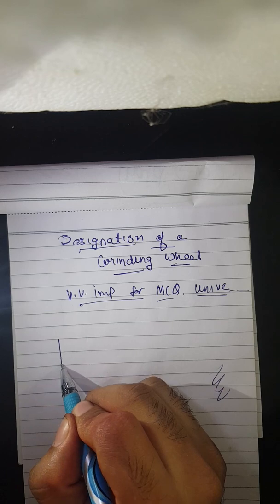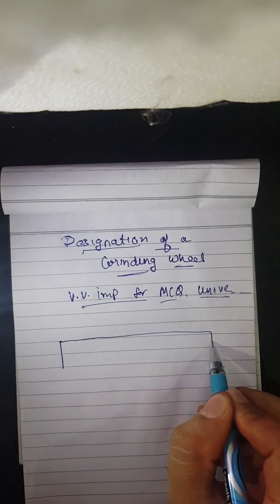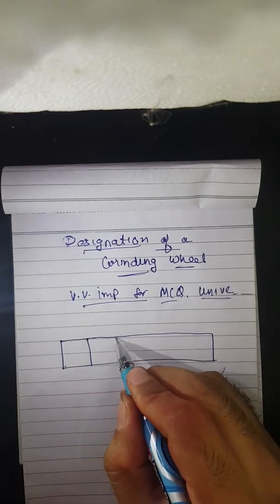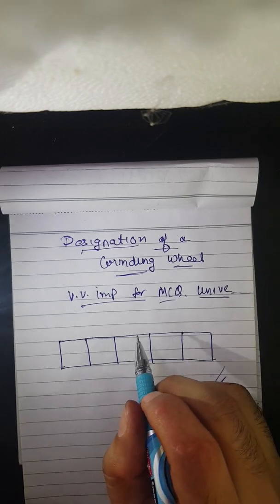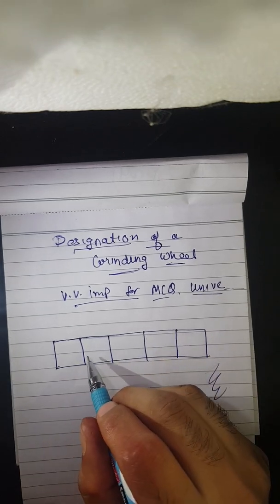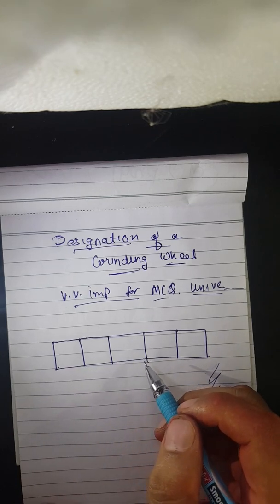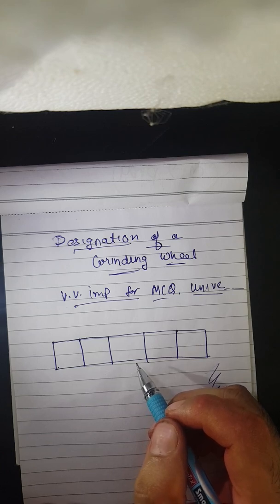The name or the designation is divided into, you can say, 5 different blocks. So this is 1, 2, 3, 4 and 5 blocks. So you give the name in the form of 5 blocks. Now what are these blocks and what do they correspond to? That is what we'll be coming on to, what we are going to study in today's session.